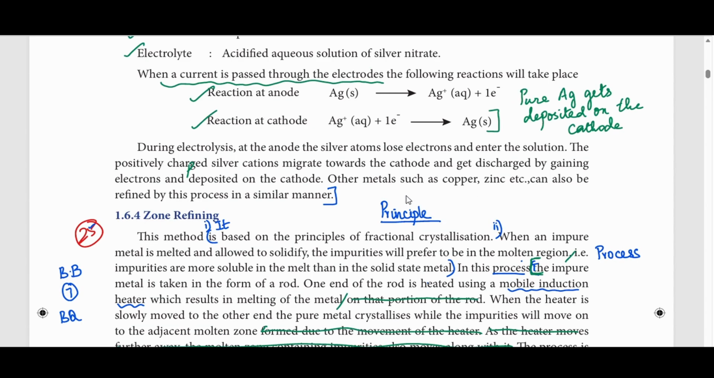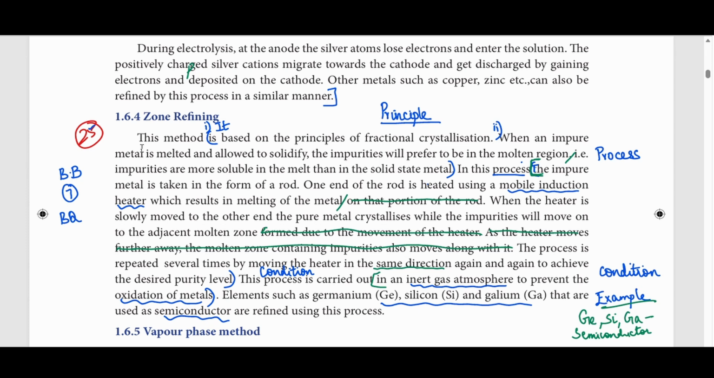Coming to the next one, zone refining. What is the principle of zone refining? It is based on the principle of fractional crystallization. When an impure metal is melted and allowed to solidify, the impurities prefer to stay in the molten region. So what is the process?